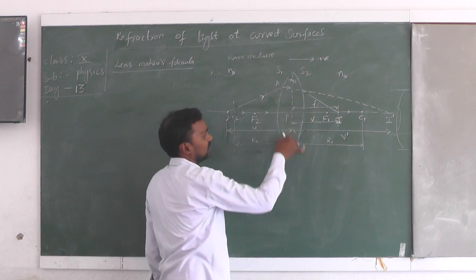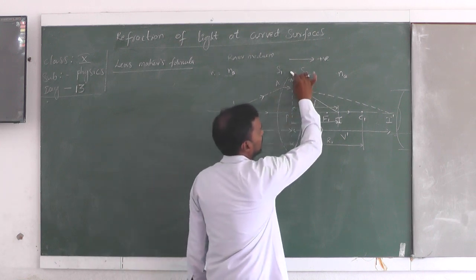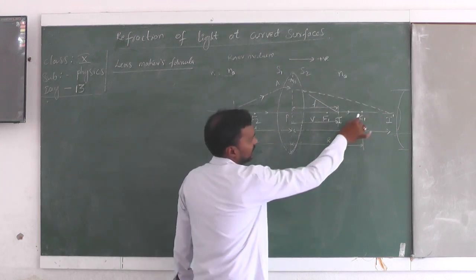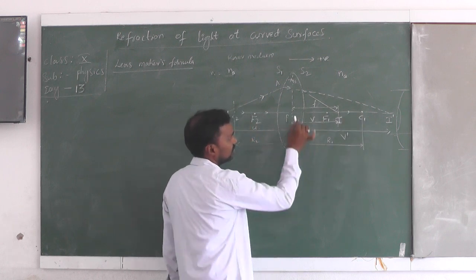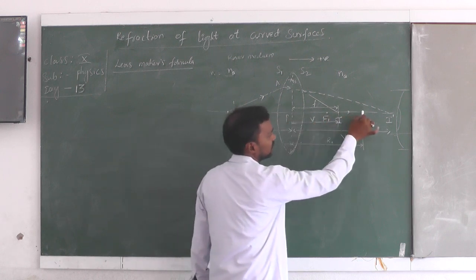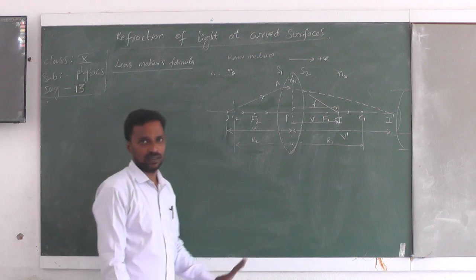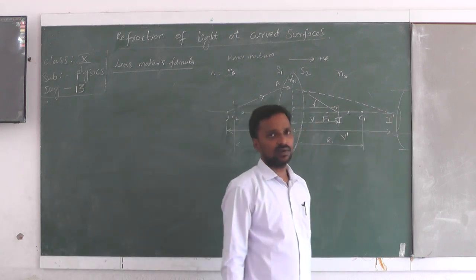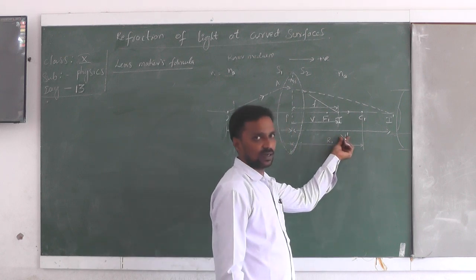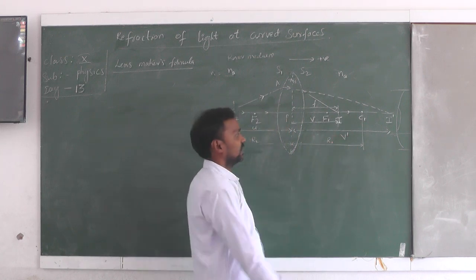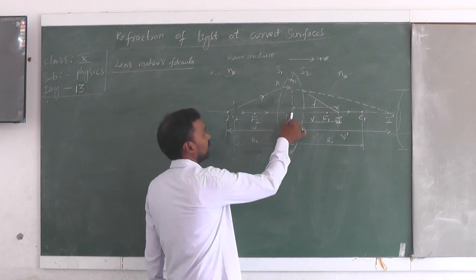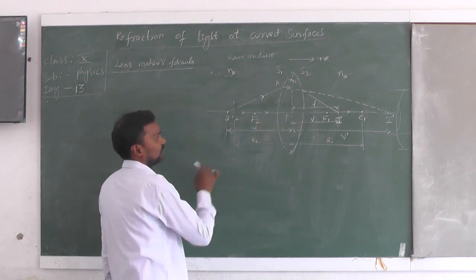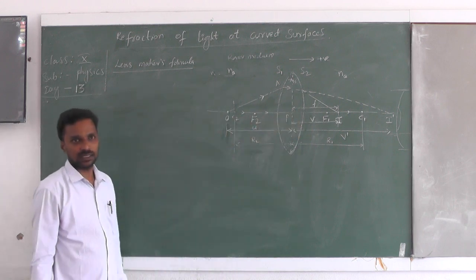So with respect to this path, this is the sphere. The center of this sphere is C1. The distance between optic center and C1 is called the radius of curvature, and the distance between optic center and I is nothing but the image distance. For our understanding, I wrote V dash. And the distance between optic center and O, this is O, is called the object distance.